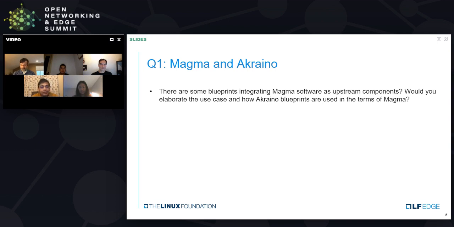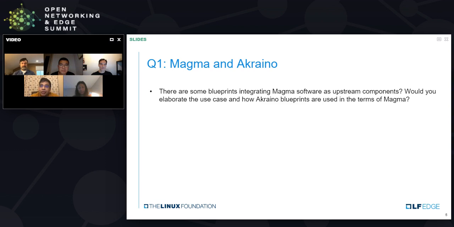Now, Magma and Akraino have been working together since late last year, early this year. As you pointed out, we have a few blueprints that include the Magma software. And you ask about the use cases. The primary use cases we're looking at start with private LTE deployments. As we know, in the US, the CBRS 3.5 gigahertz spectrum is being opened up, and in other parts of the world, shared spectrum is opening up, enabling private LTE deployments. So that is the first use case that we are looking into.